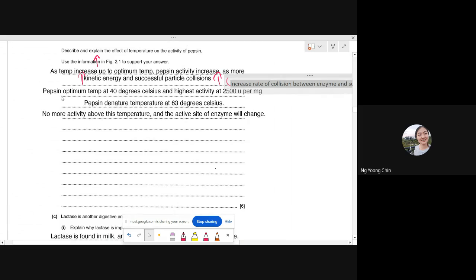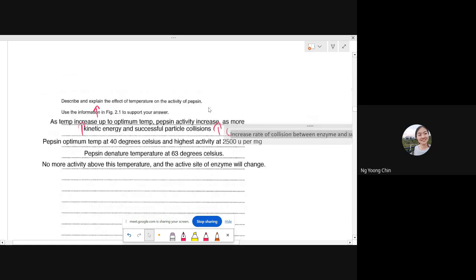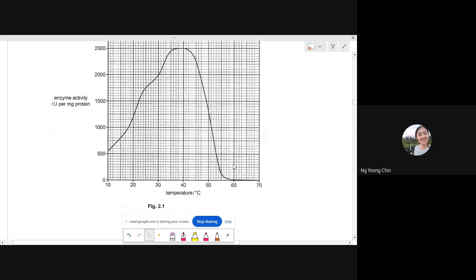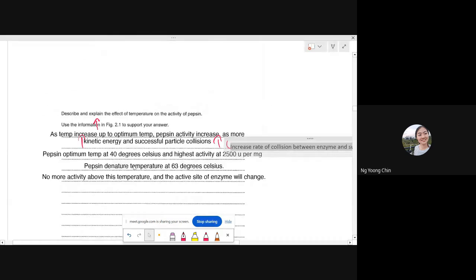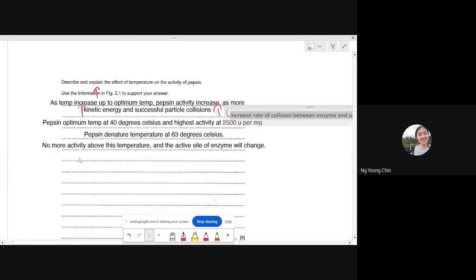And then this one, pepsin optimum temperature at 40 degrees Celsius, higher activity as. Yeah, this is correct. Okay. Then pepsin denatures at a temperature of 63 degrees Celsius. This is also correct. Yeah, denature. So there will be no more enzyme activity. Okay. Maybe you can write it this way.